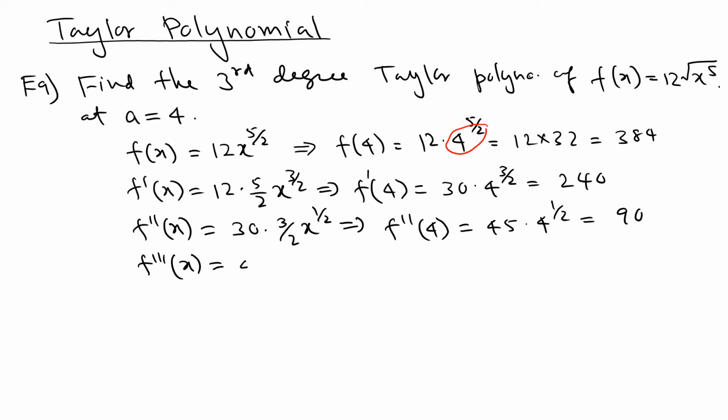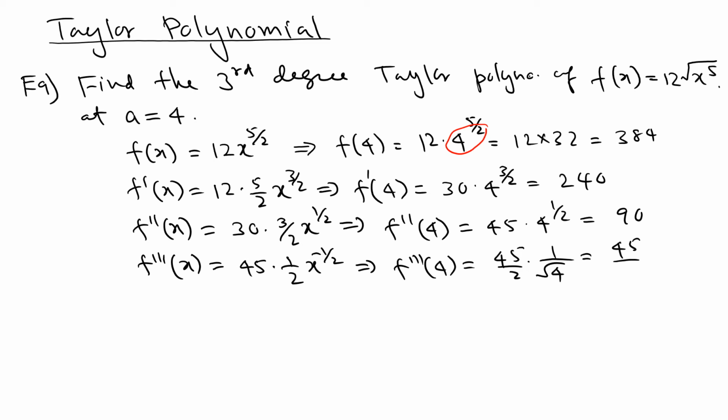So we have here 45, and then this is 1 half x to the negative 1 half. And then again we can evaluate this at 4. So this is 45 half, and then this is square root of 4, which is 2. So that means you're going to get 45 over 4. Okay, so we find all the derivatives.